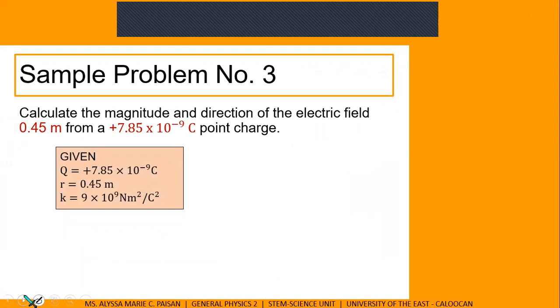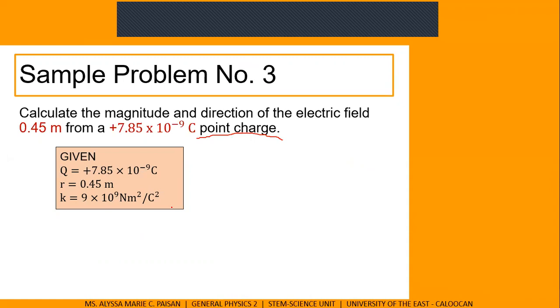Calculate the magnitude and direction of the electric field 0.45 meters from a positive 7.85 times 10 raised to negative 9 coulomb point charge. So again, katulad ng sinabi ko, source charges are also known as point charges. So ito yung given natin. Capital letter Q is positive 7.85 times 10 raised to negative 9 coulomb, and then the r, and then the k, huwag kakalimutan. Kanina, yung mga binibigay is either electrostatic force, electric field, saka test charge. But this time, we are given the point charge or the source charge.